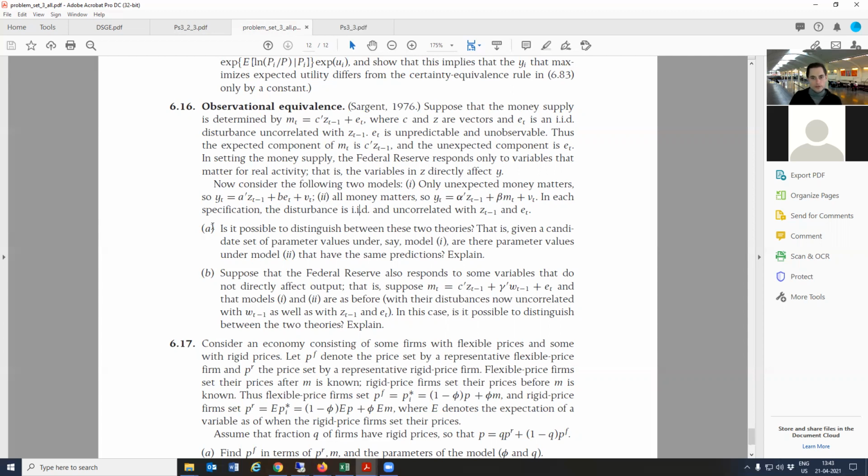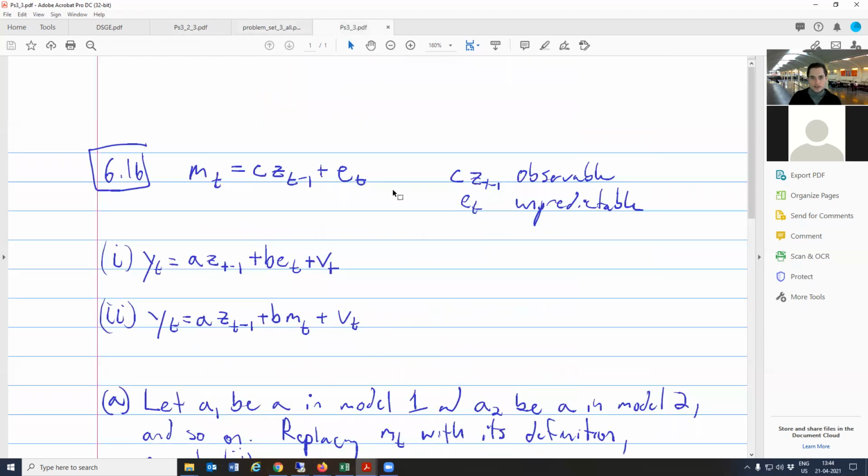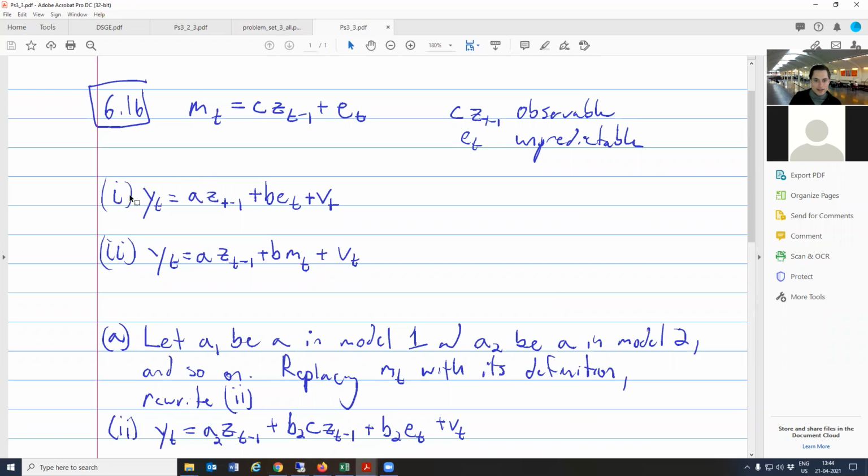Okay, so first question: is it possible to distinguish between these two theories? That is, given a candidate set of parameter values, say for model I, are there parameter values under model II that have the same predictions? Explain. All right, so let's look in here. This is the way that the Fed is setting monetary policy. This thing is observable. This thing is not. It's unpredictable. So the question is, is it model I that's correct, that only the surprises that the Fed delivers affect output? Or is it model 2 that's correct, that says no, it's the whole money supply that matters for output?